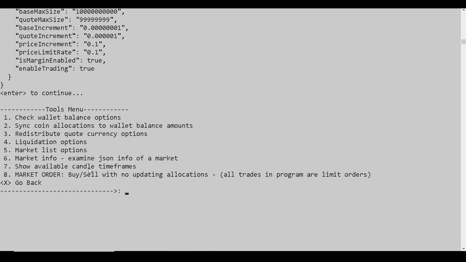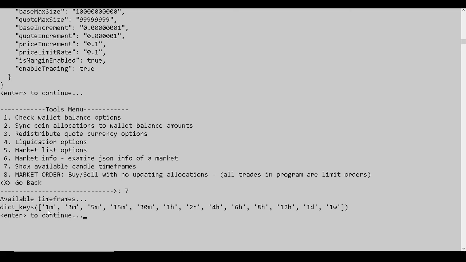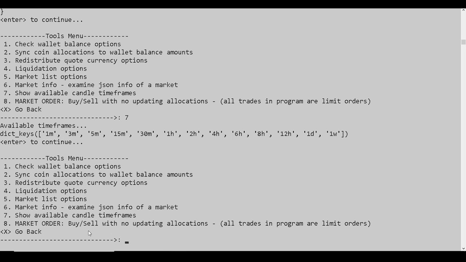And then we can show the available candle time frames. On KuCoin, you've got a lot of time frames. I believe on Coinbase you have maybe half this many different candle time frames. And then I do have one more thing. This is a market order. Now, this will not affect allocations. This is just being able to place a market order directly from the robot.